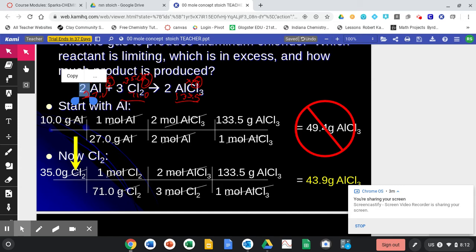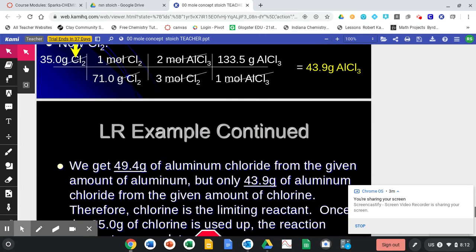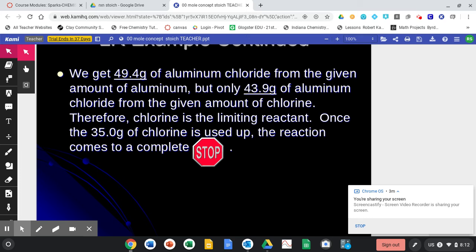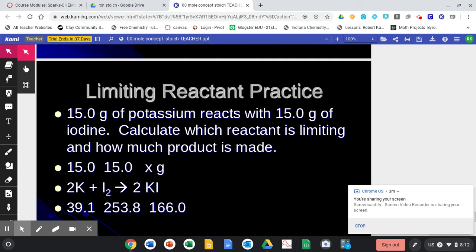Even though you're starting with less aluminum, because it weighs less, with the mole ratios involved you need more chlorine mole ratio-wise, and chlorine weighs more. So therefore, chlorine ended up being the limiting reactant, and the correct answer is 43.9 grams. So be sure you mark out which one you know it's not. Double make sure that you are marking which one you believe it to be. And so, again, you figure out that chlorine was the limiting reactant.